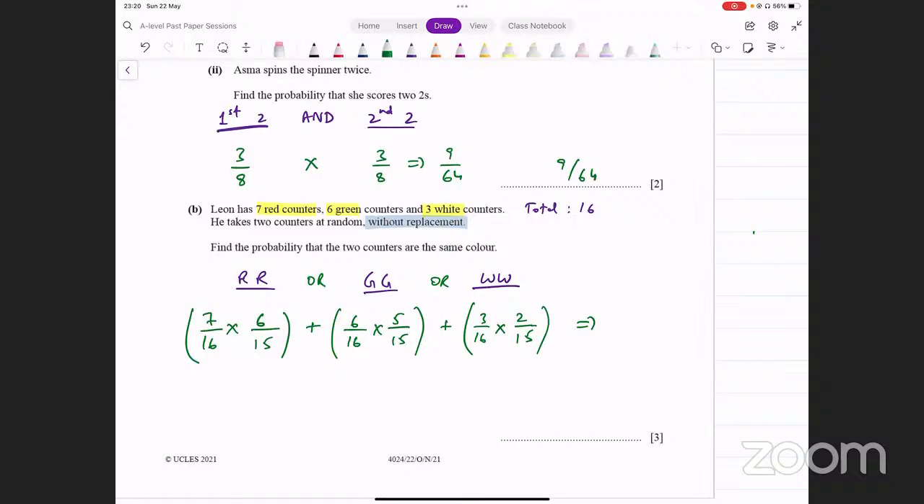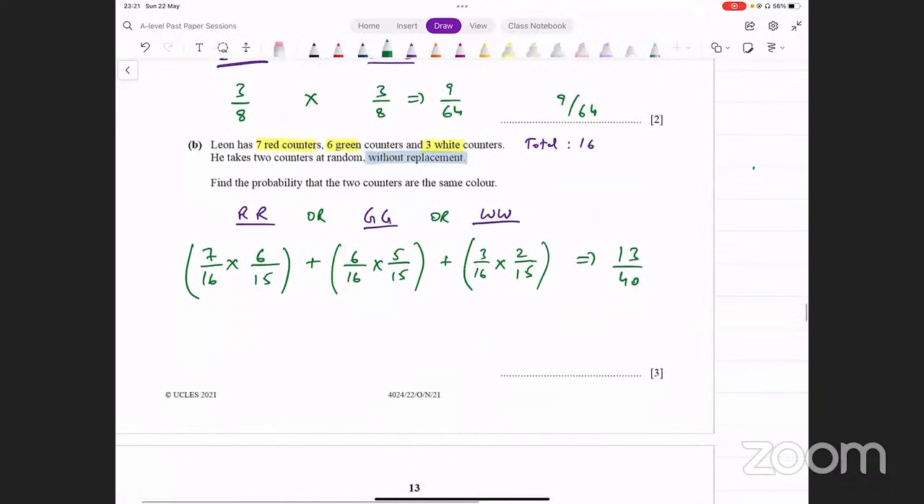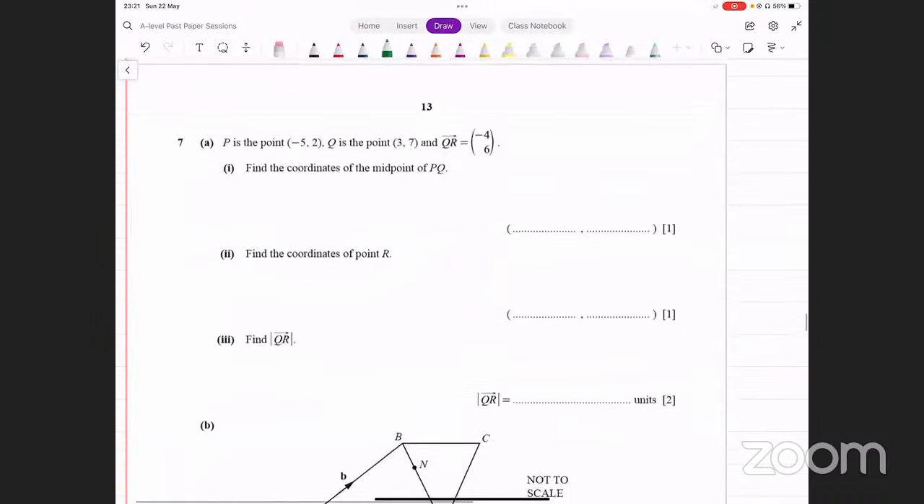7/16 into 6/15 plus 6/16 into 5/15 plus 3/16 into 2/15. So my calculator is giving me 13/40, and that's your final result here. 13/40. That's the probability of getting two counters that have the same color. Okay. All right. Question number 7.